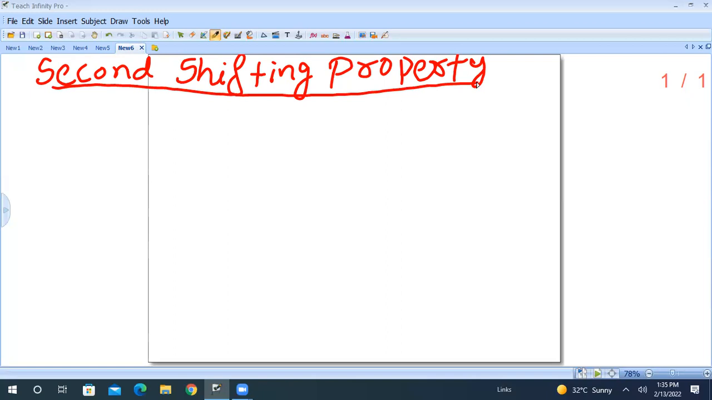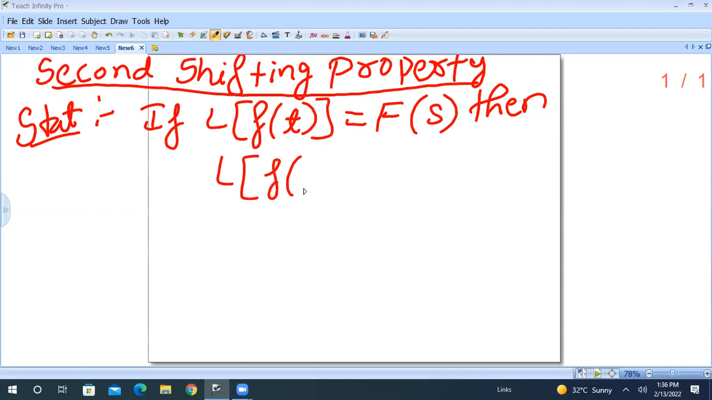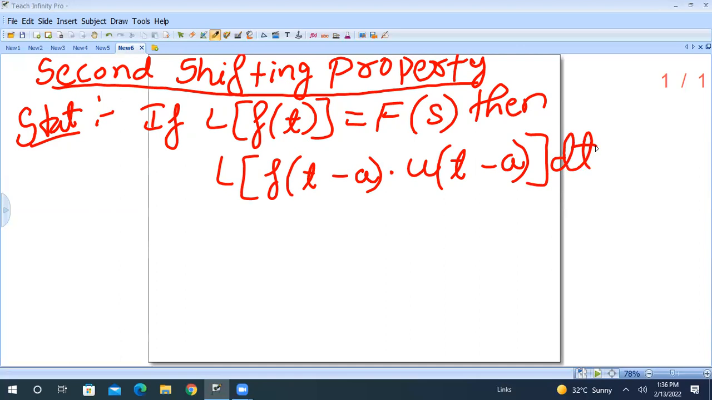So what does the second shifting property statement say? The statement: if L of f of t is equal to f of s, then what we have to prove is L of f of t minus a into u of t minus a is equal to e to the power of minus as into f of s. So you have to prove this.